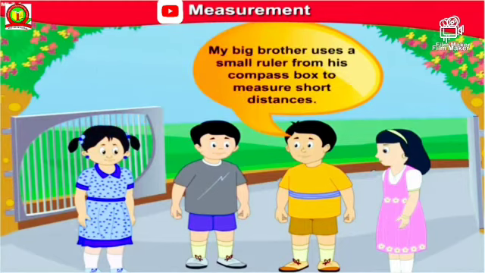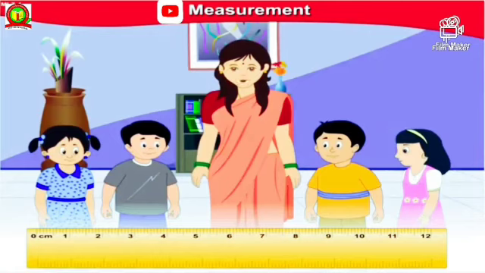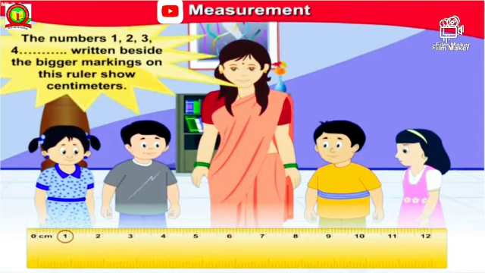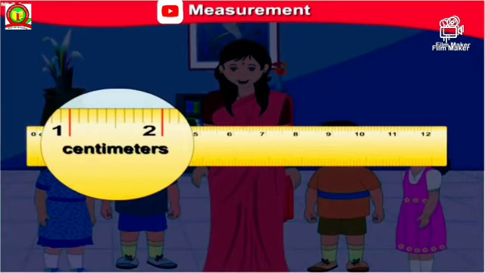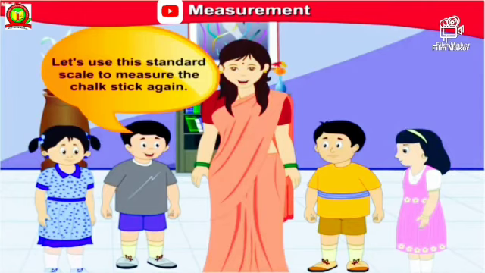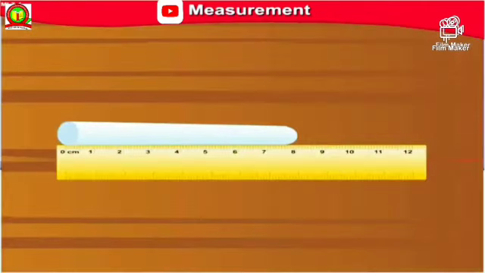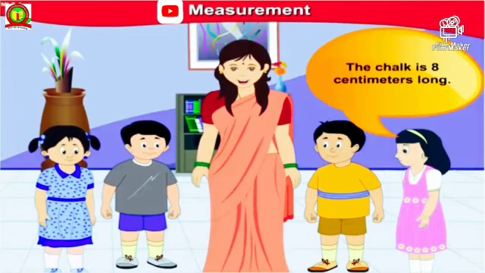My big brother uses a small ruler from his compass box to measure short distances. Alright, Tony, now that you've spoken about a ruler, let me show you a ruler. The numbers 1, 2, 3, 4 and so on written beside the bigger markings on this ruler show centimeters. Between two big markings, there are small markings. Can you see them? Yes! They show units of length smaller than centimeters. Now let us use this standard scale to measure the chalk stick again. Yeah, sure. The chalk is 8 centimeters long.